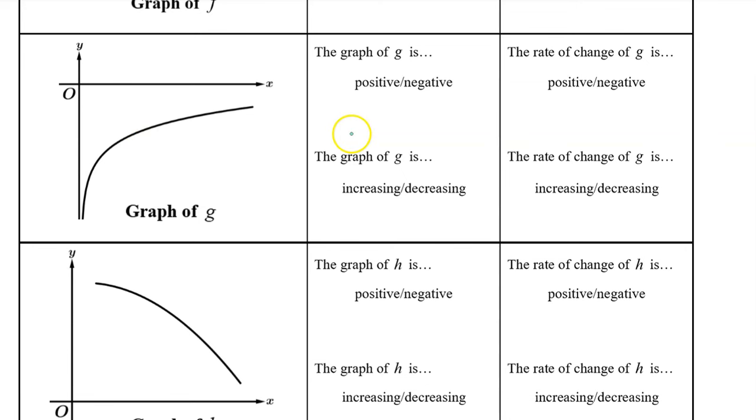Let's try to do the next one without looking at the chart. The graph of g is positive or negative. It is below the x-axis, therefore it is negative. The graph of g is increasing or decreasing. It is clearly rising from left to right, so it is increasing.